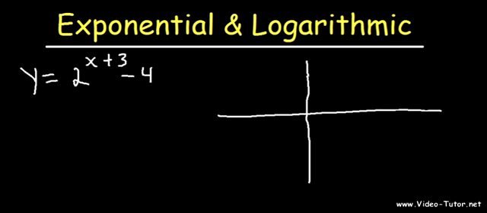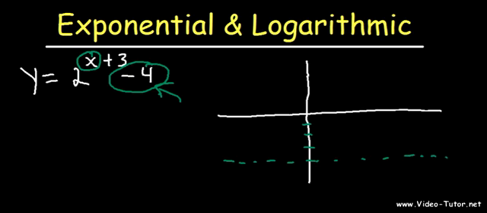Now the first thing you want to do is plot the horizontal asymptote. Exponential functions, when you have x in the exponent, this number to the side, -4, is the horizontal asymptote. So 1, 2, 3, 4. It's going to be right here. That's where the graph usually starts from.